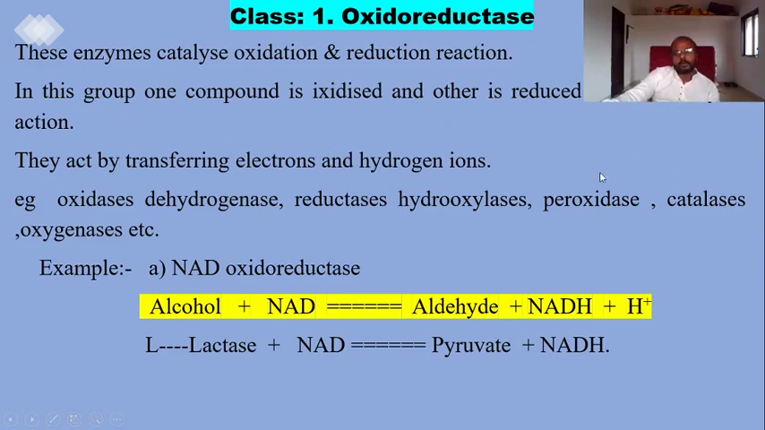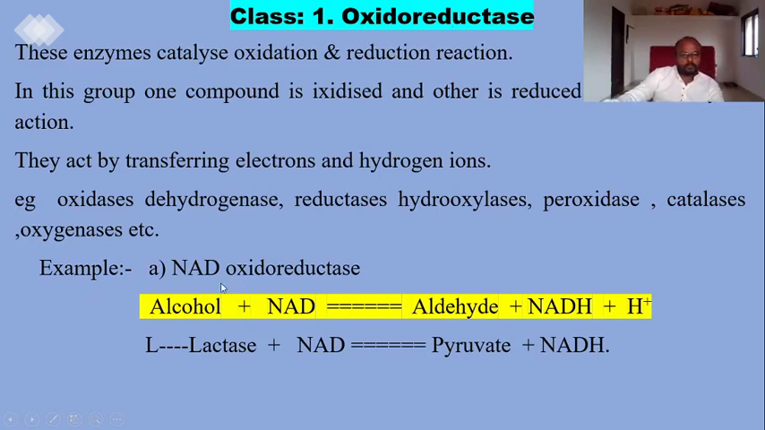In this group, one compound is oxidized and another compound is reduced. They act by transferring electrons and hydrogen ions. For example, oxidase, dehydrogenase, reductase, hydroxylase, peroxidase, catalase, oxygenase. All these enzymes are grouped into oxidoreductase.